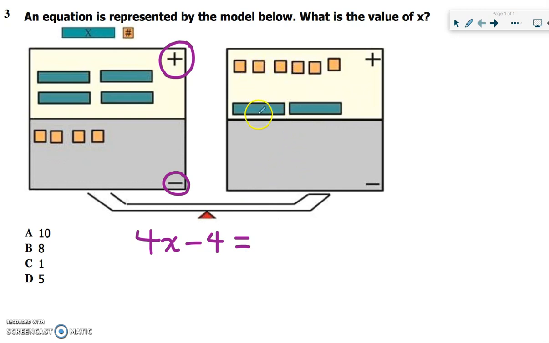On the right, we have 2 x's. So that's 2x plus, since it's all positive, 1, 2, 3, 4, 5, and 6. 2x plus 6 is modeled on the right. Now, one of those tricky little problems where you have variables on both sides.